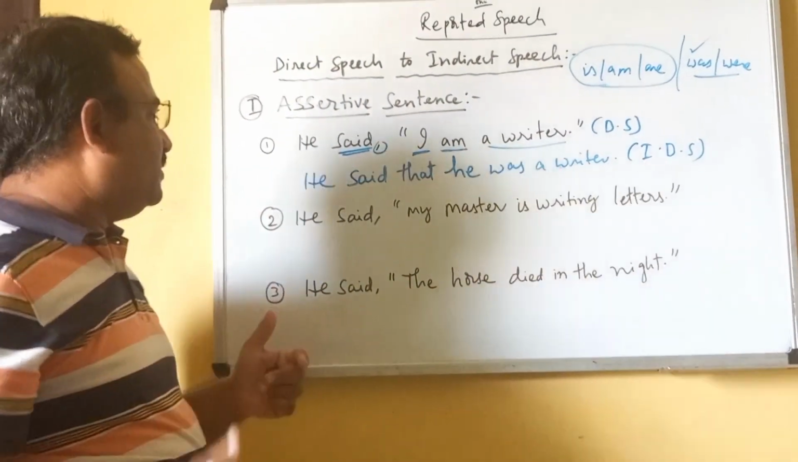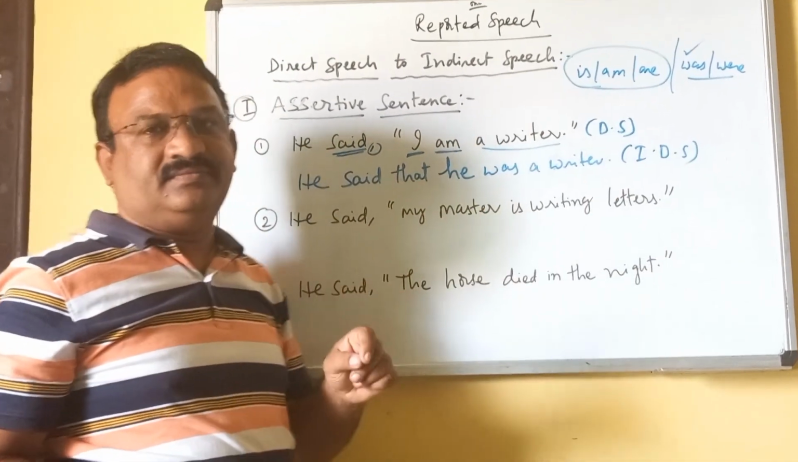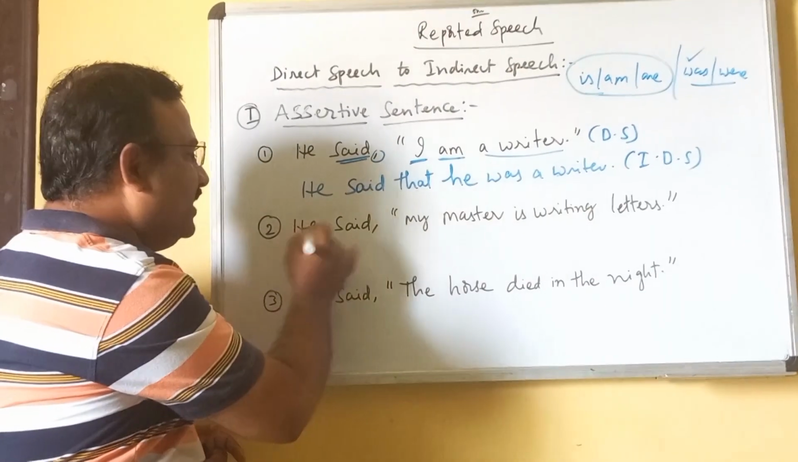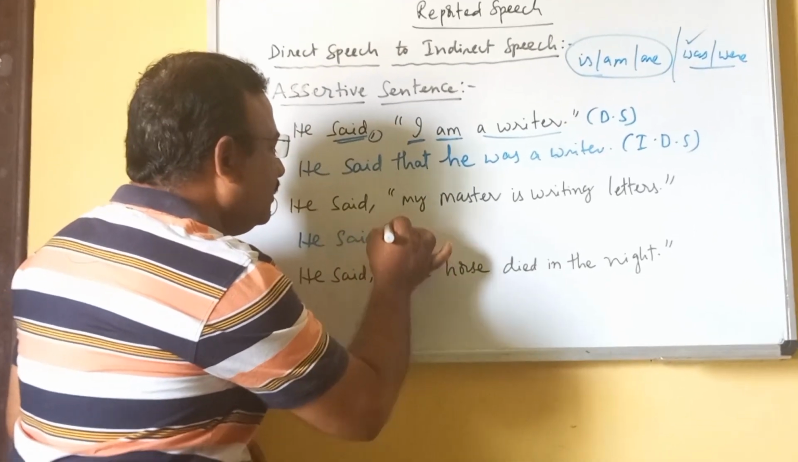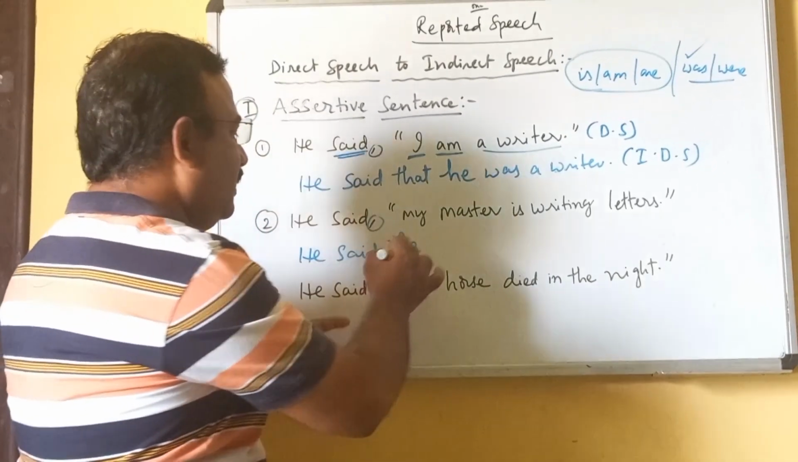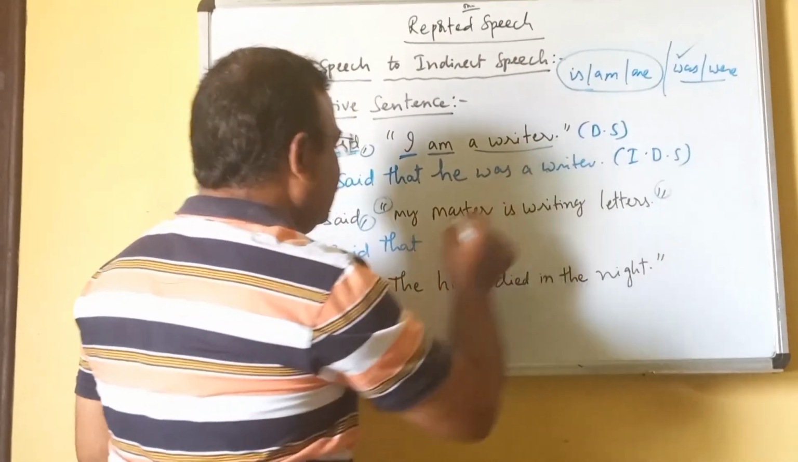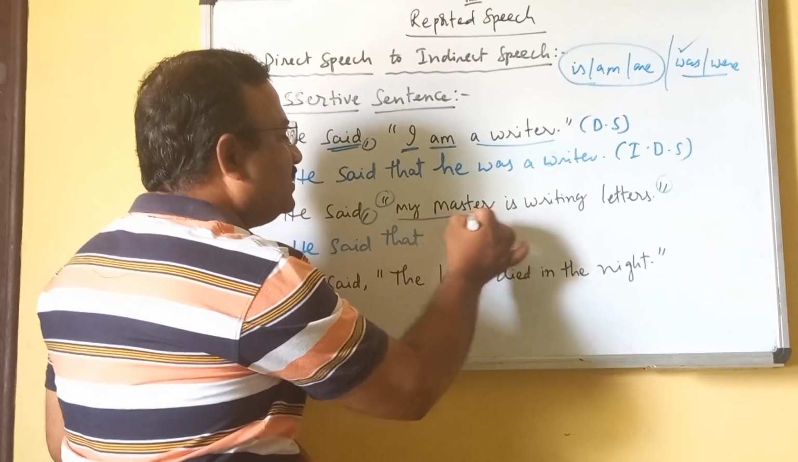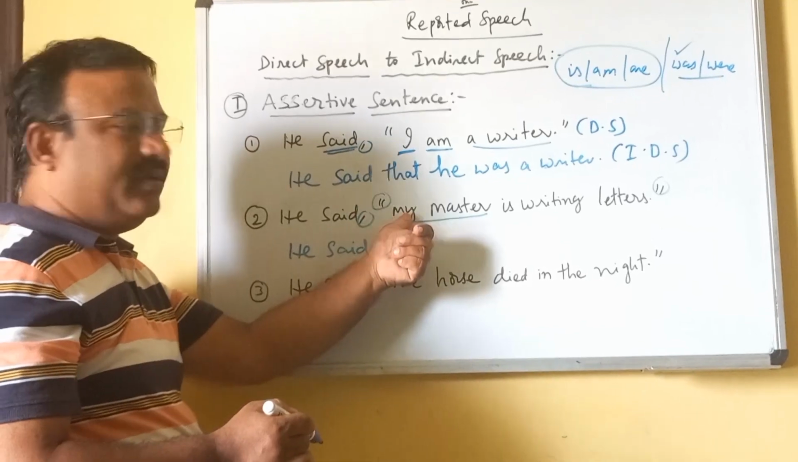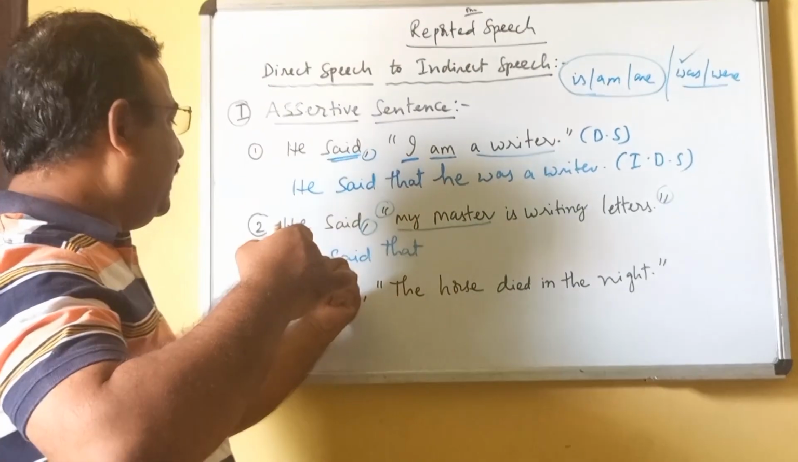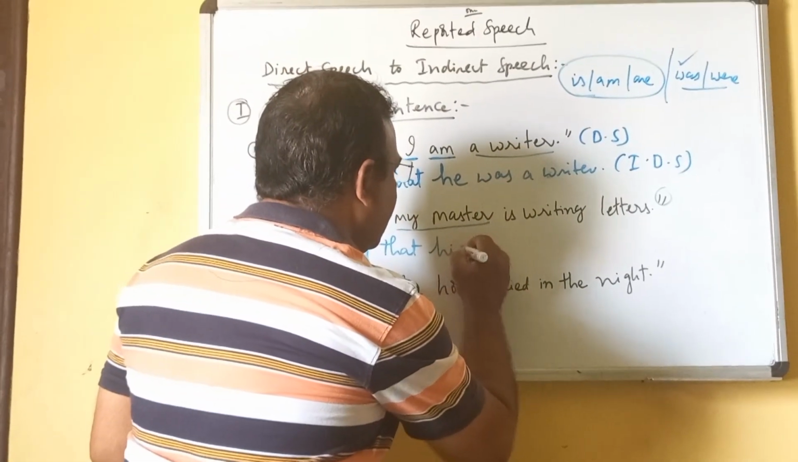Let us see one more example. He said, my master is writing letters. So, reporter, he said. Remove the comma: he said that, and remove the inverted commas. My master: here my will become his, possessive. His master.